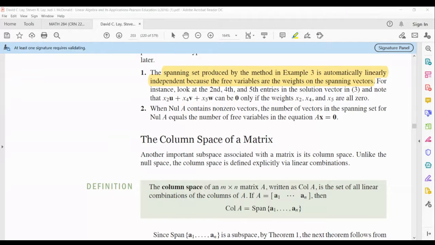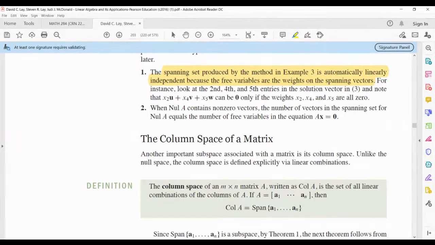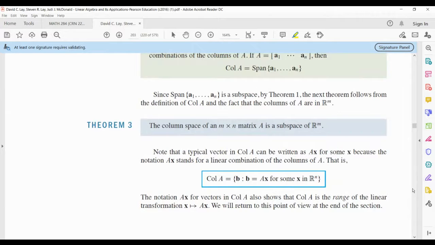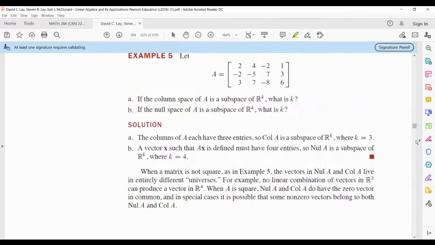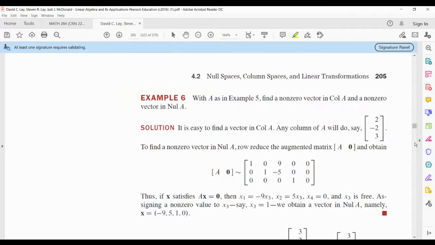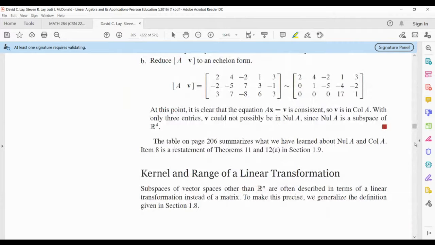Thank you, by the way. All right, we're good. Well, let me show you a little bit more of this section before we move on. There was something I wanted to show you here.